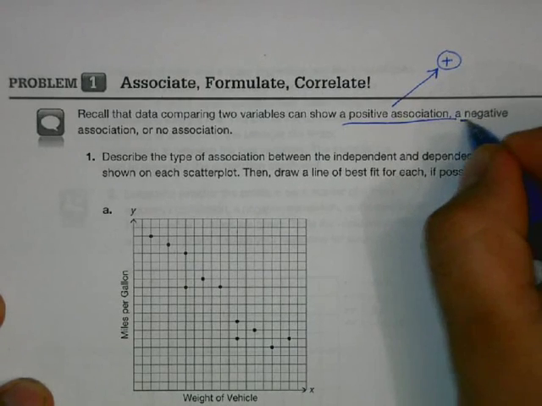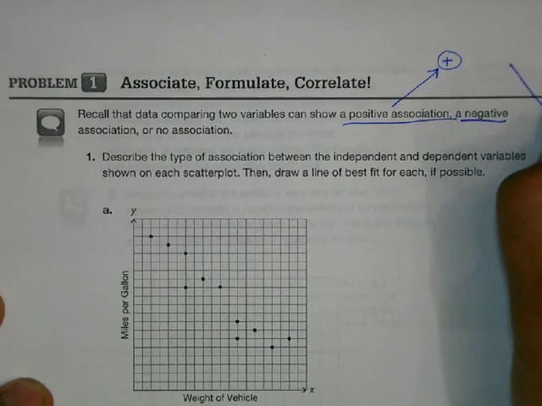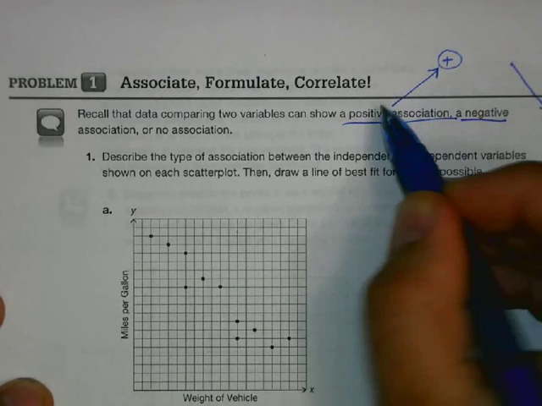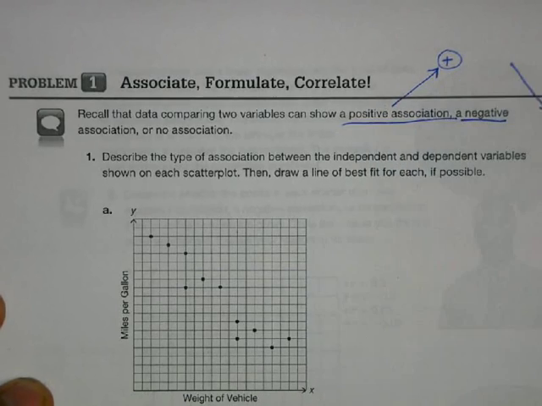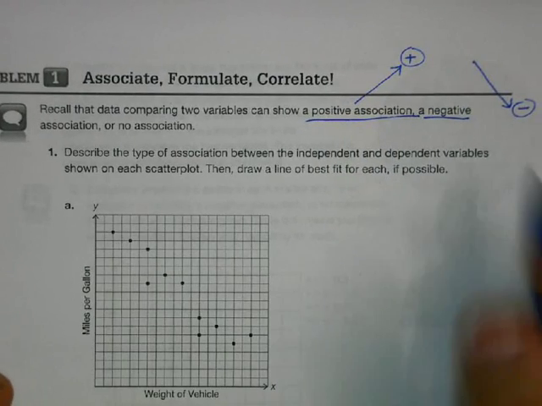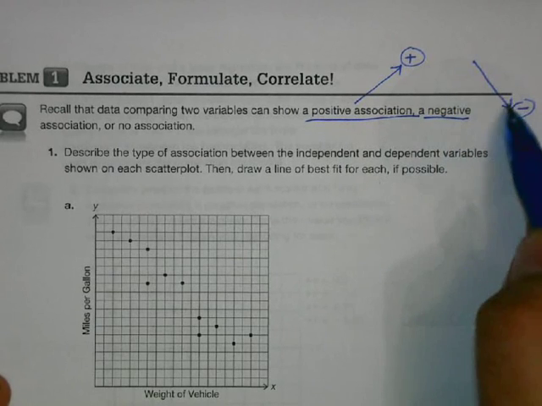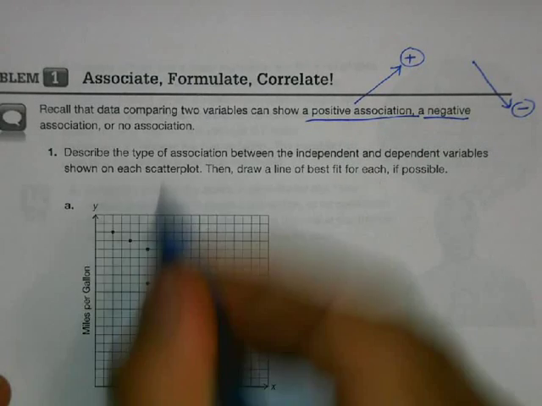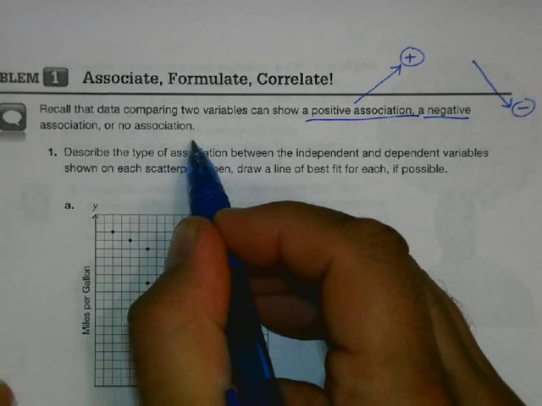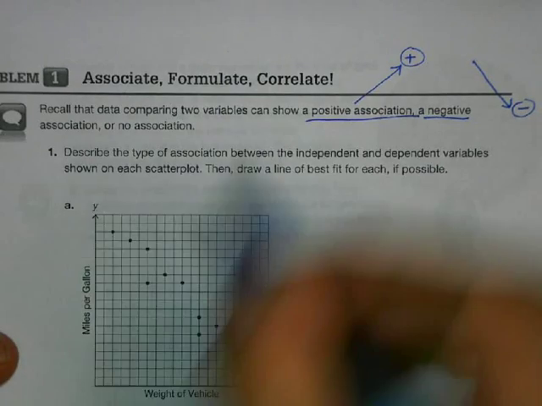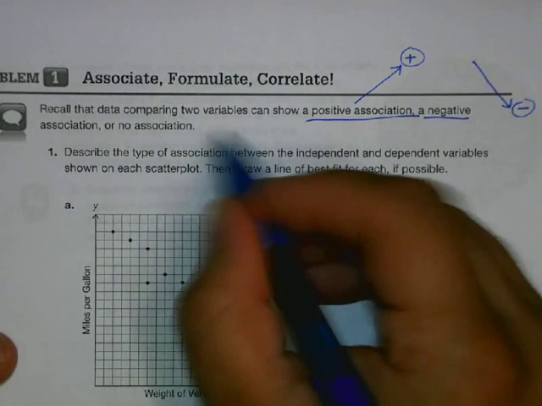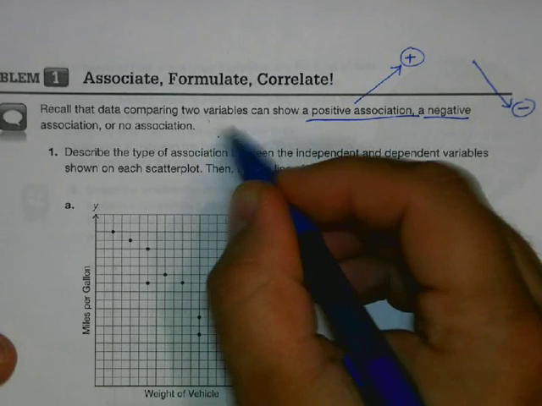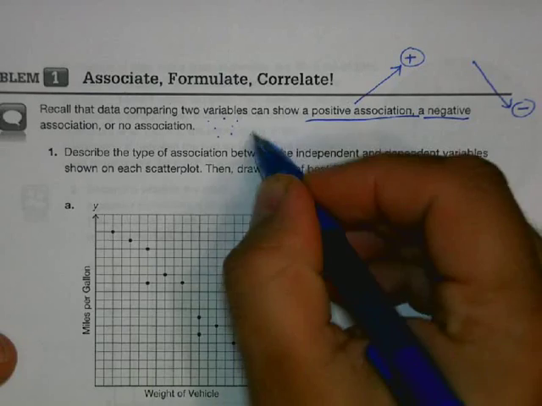For no association, it may be that the data just doesn't fit a line. It could be data that's just kind of plotted all over the place, and doesn't really fit any particular line. And maybe over here, the data is all around this particular line, and the data here is all around this line, so it's a negative association. So here they say, describe the type of association between independent and dependent variables shown in each scatter plot. Then, draw a line of best fit for each if possible.